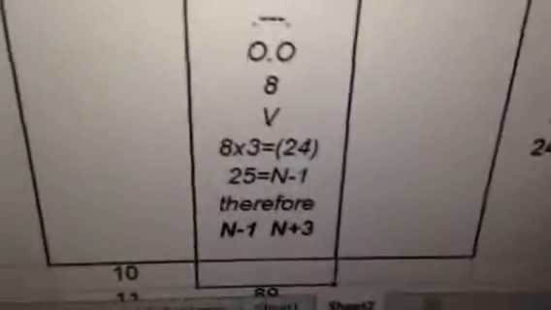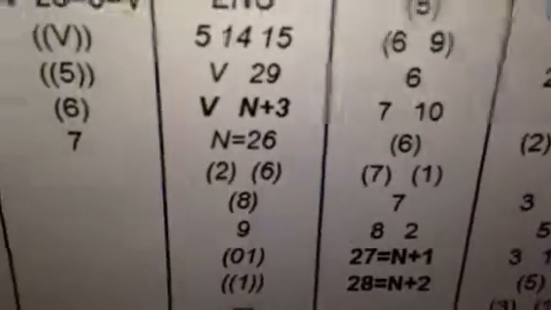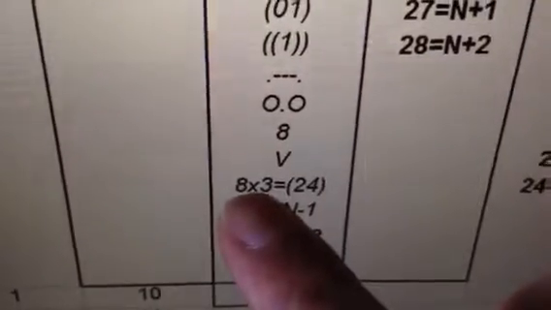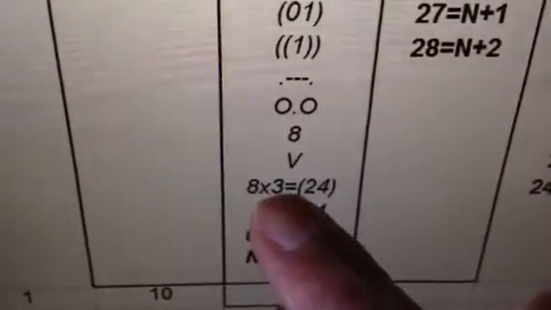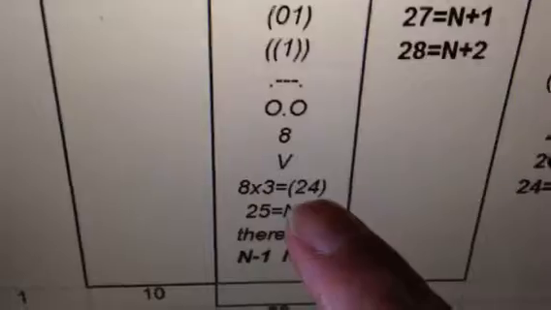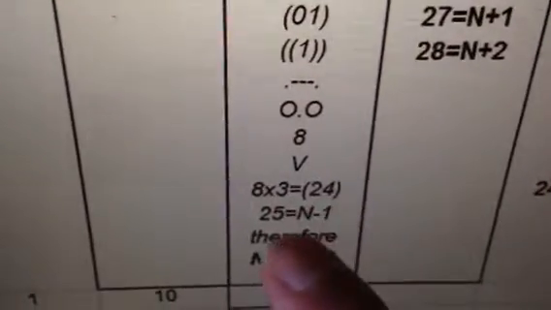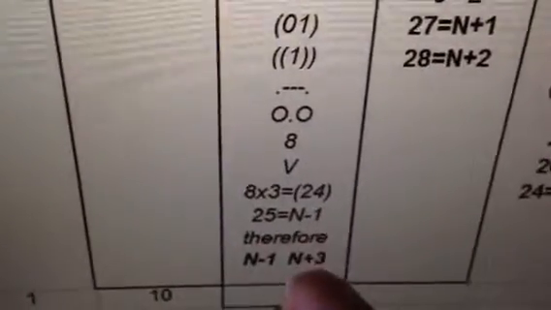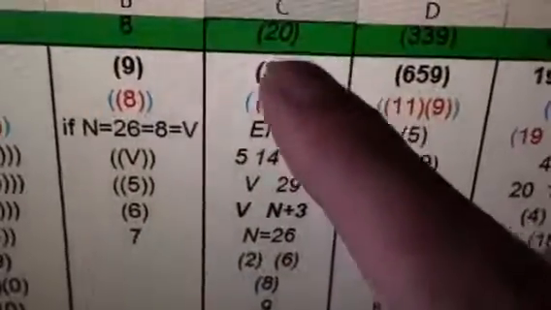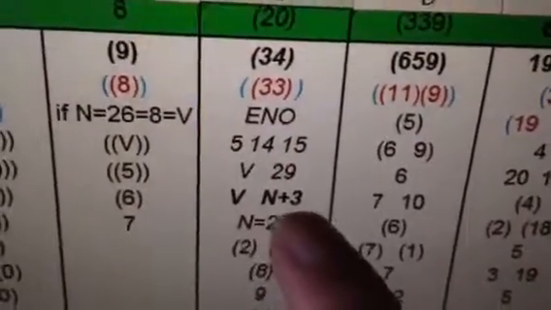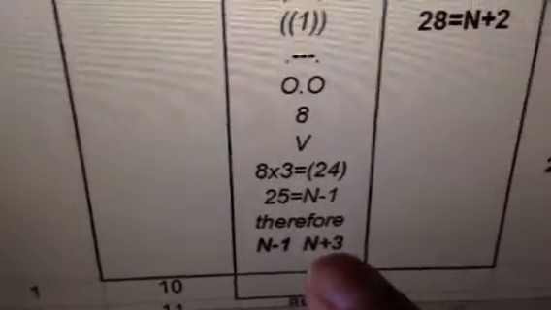What happens when you take... Okay? We have an n plus 3 over here. So let's just multiply V times 3. You have 24. And you have to union them, which is a 25, which is the n minus 1. Therefore, this is equal to n minus 1 and n plus 3. Interesting. There's a 4 difference.